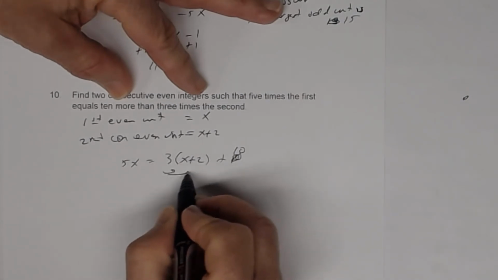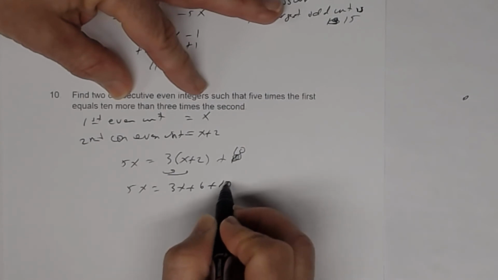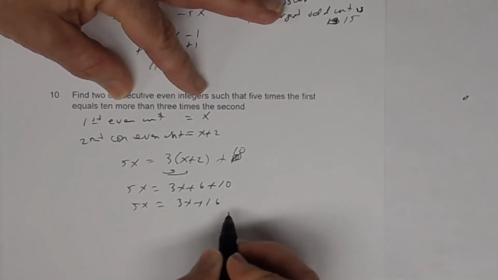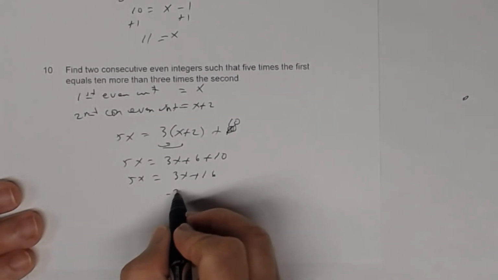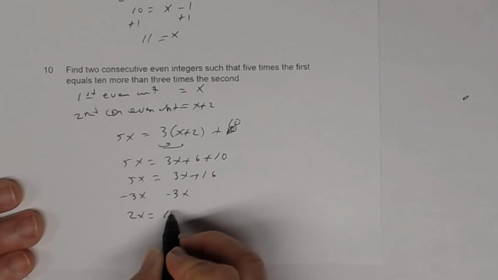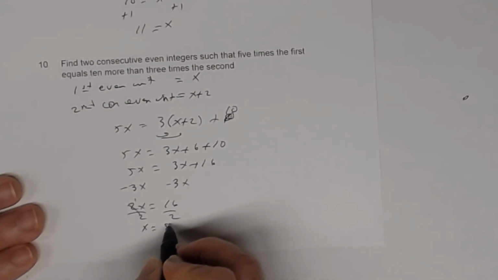So let's go ahead and distribute. I get 5x equals 3x plus 6 plus 10. So 5x equals 3x plus 16. And then subtract 3x from both sides. I get 2x equals 16. Divide by 2. I get x to be 8.